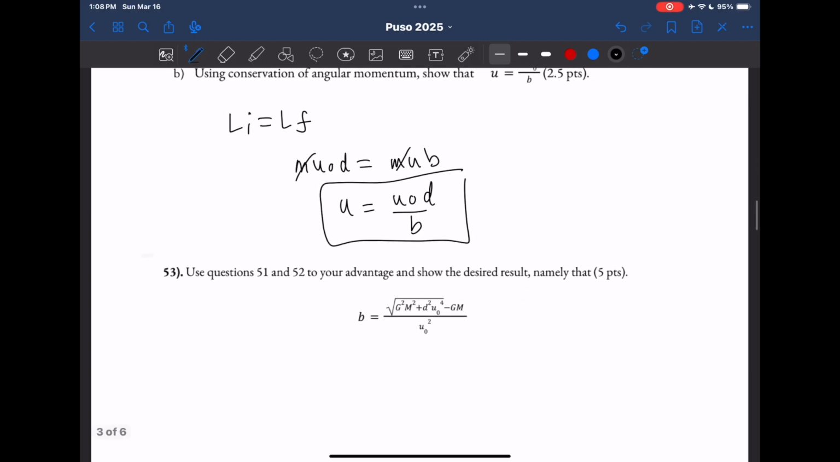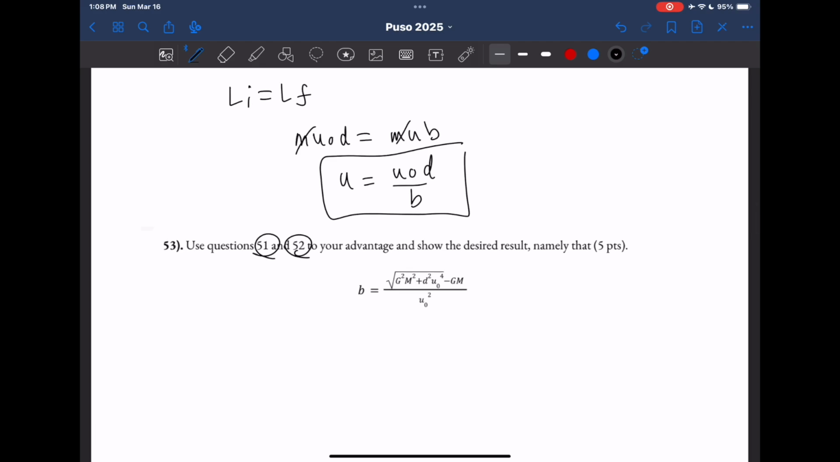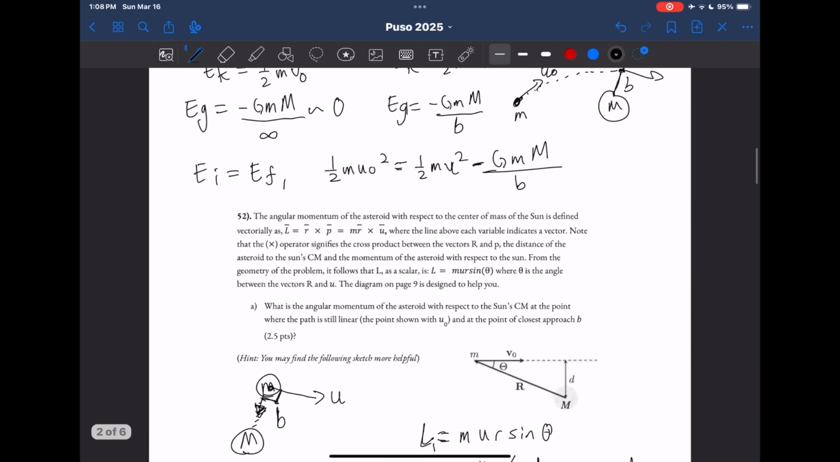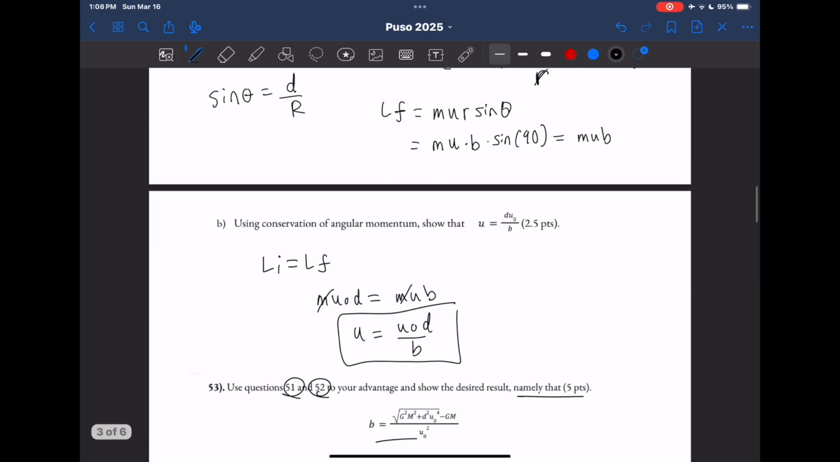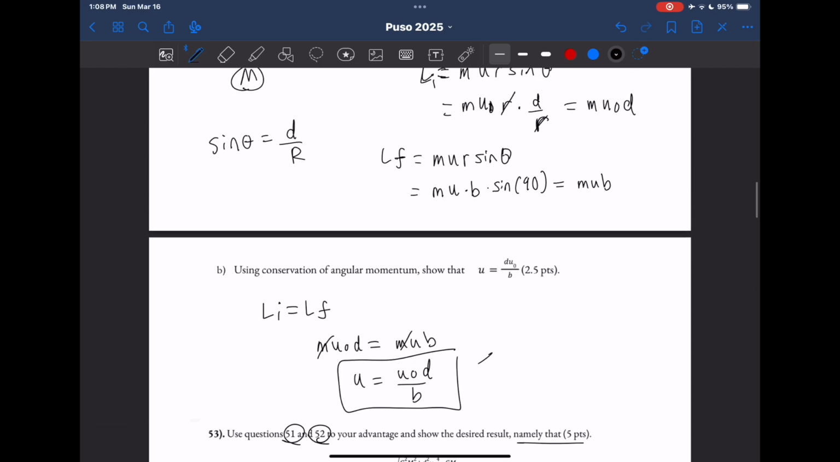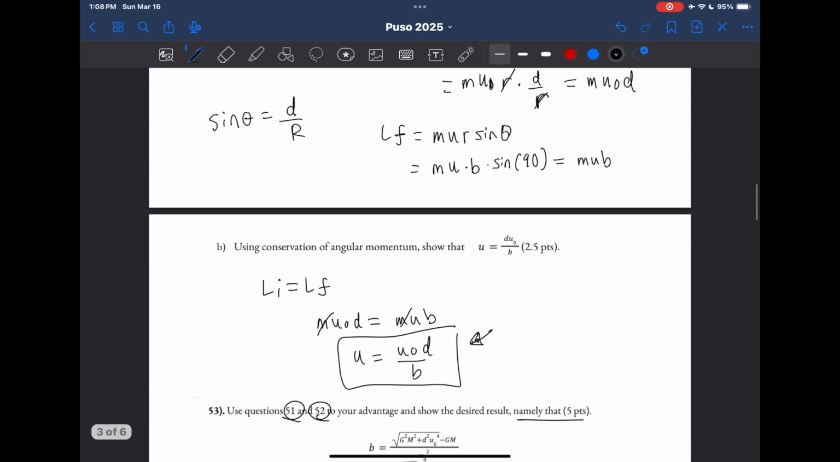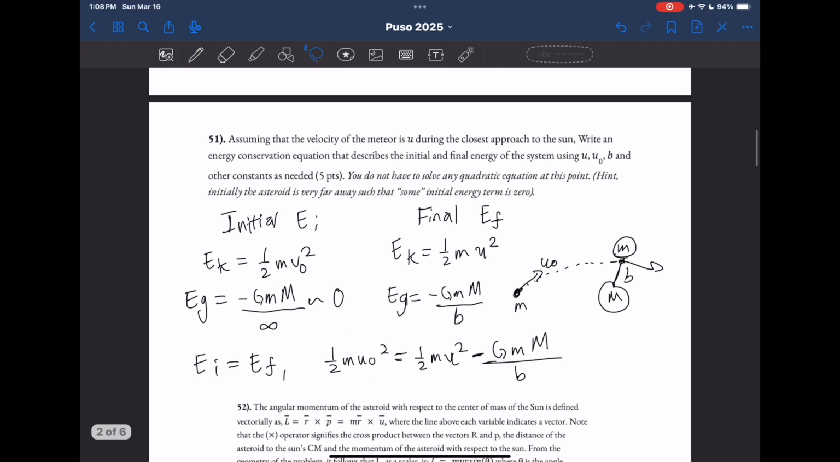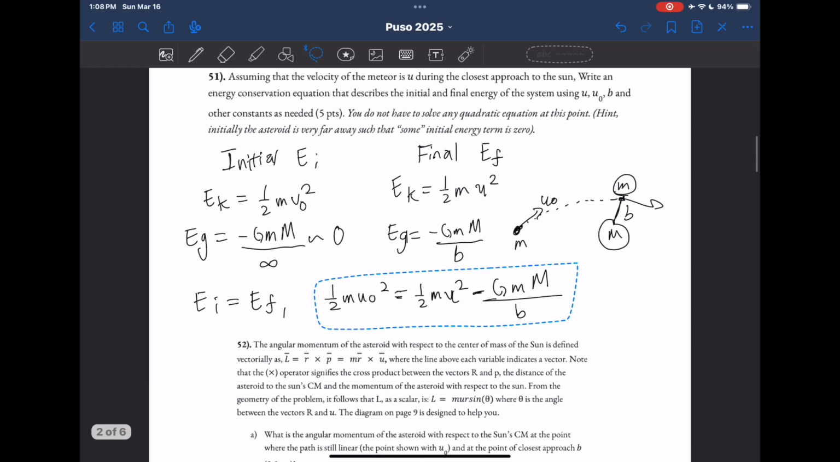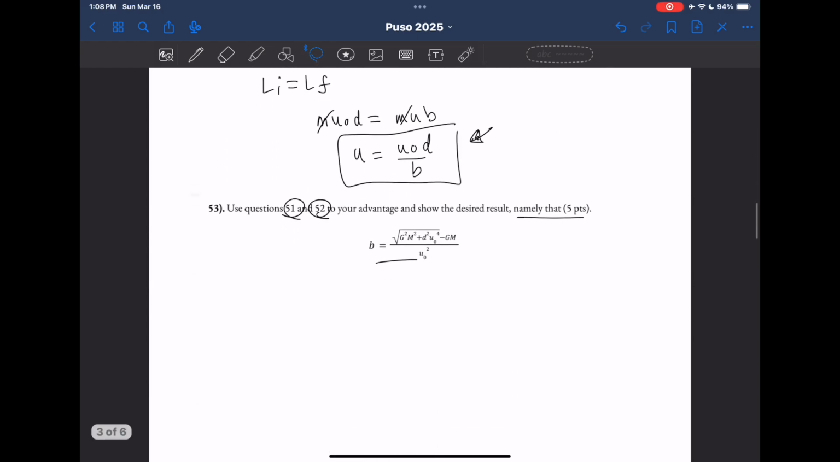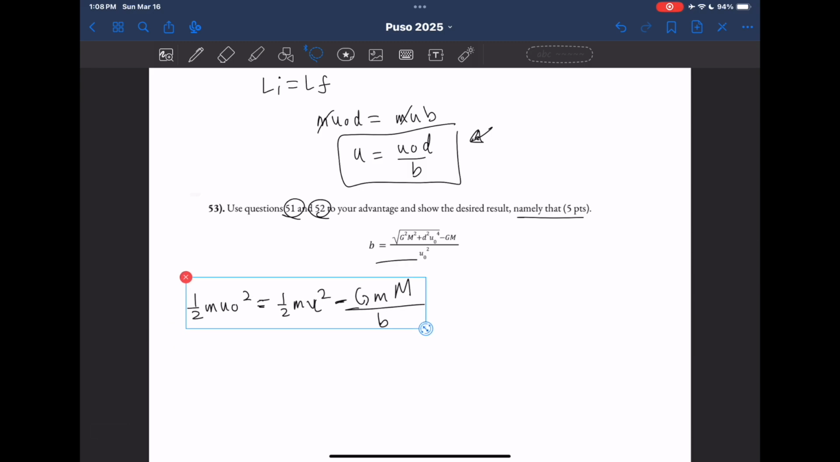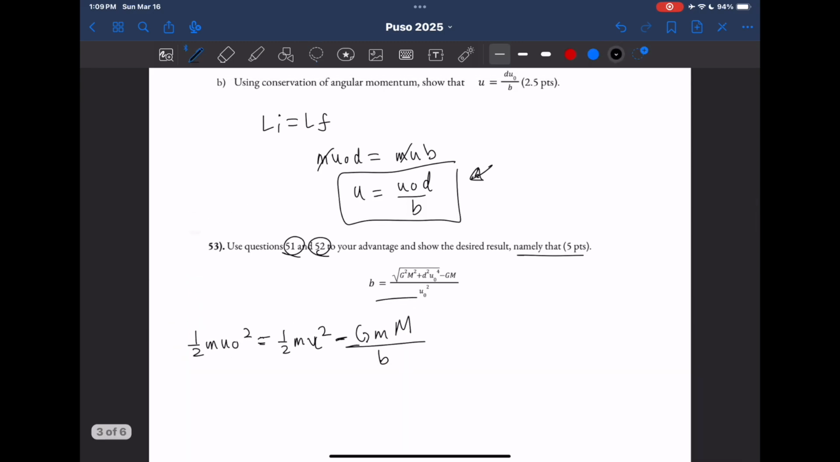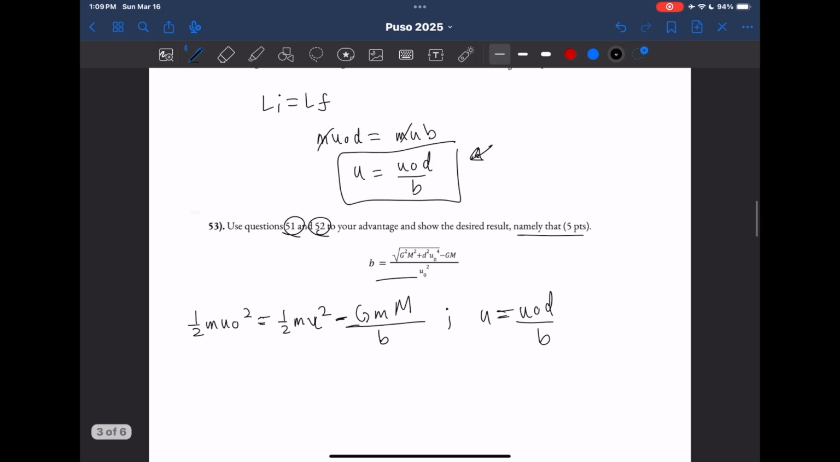So now the final part of the question is saying that using questions 51 and 52, we want to show this result. So let's go back and look at what 51 and 52 are asking us. So 52 is giving us an expression for angular momentum right here, that u equals u naught d over b. So that'll probably be useful. And 51 is asking us, we have an equation for energy conservation. So I'm actually just going to copy and paste those two expressions right here. Okay, so energy conservation equation, and then the second one is that u equals u naught d over b. And this is angular momentum conservation equation.